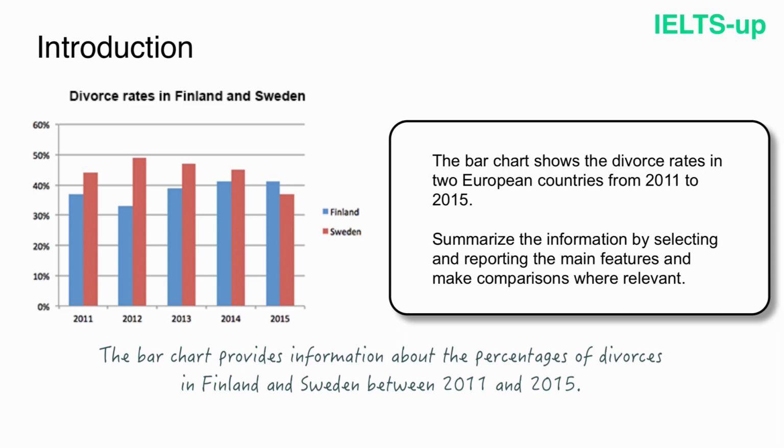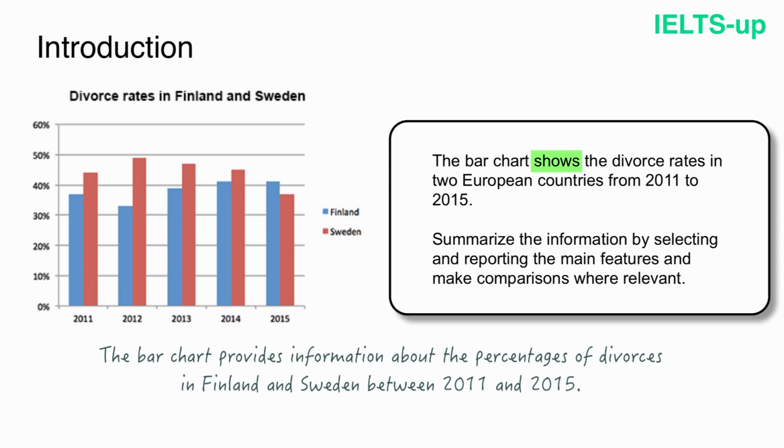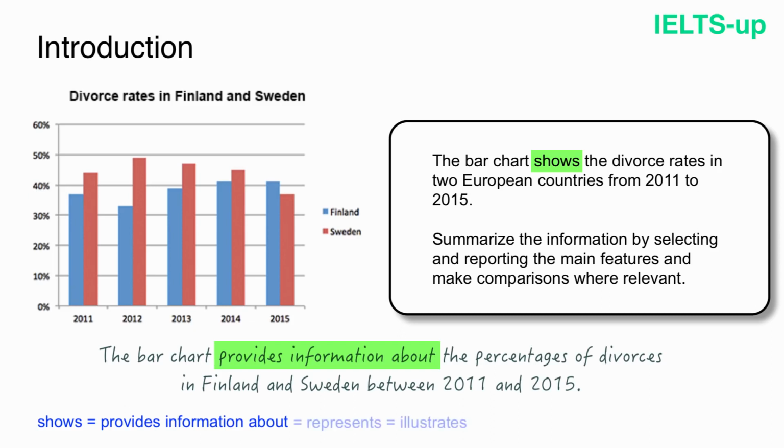You can notice that I did not change the name of the chart, and you should never change the name of your graph too. Remember, table is a table, bar chart is a bar chart, and line graph is a line graph, so I kept the bar chart. Next we have the verb shows, and verbs can always be paraphrased. In our case, the verb shows was replaced by provides information about. We could also use such synonyms as represents or illustrates.